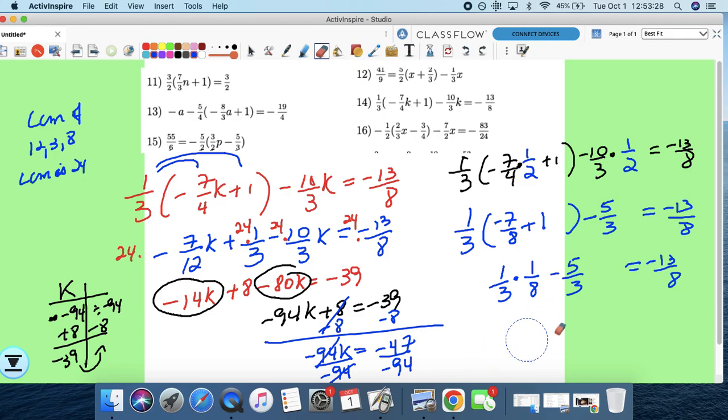Let me erase this here. And I get 1 over 24 minus 5 over 3 equals negative 13 over 8. 1 over 24, what is that? So what do we get here? Negative 16 over 24? No, I did something wrong.